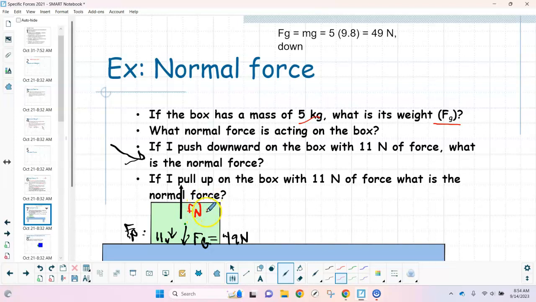So okay, hopefully this is making sense. We got one more example just to try to drive this idea home with the normal force. So in this third one here, it would be 60, because 60 going up and 60 going down would make the situation work. And the last one here, if I pull on the box with 11 newtons of force, what's going to happen to the normal force? So let me pause a second.